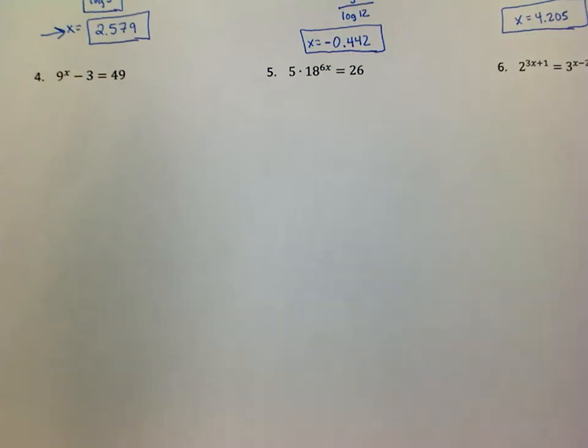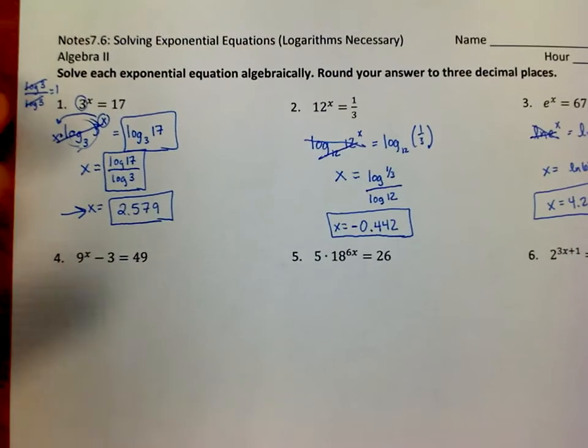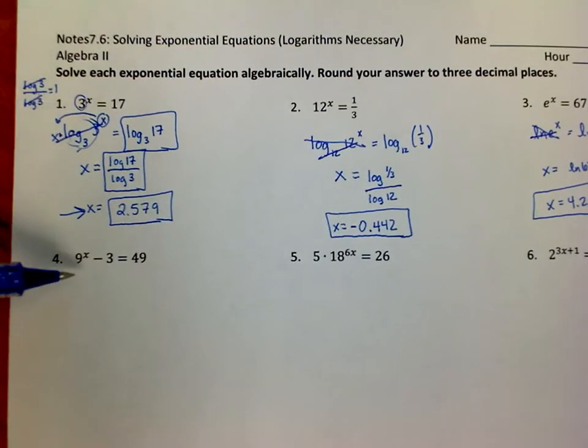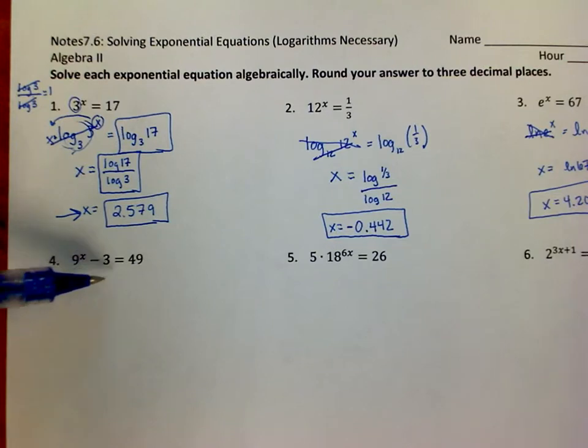Hi guys, this is the second of three videos today, maybe four, I don't really know, on how to solve exponential equation problems. The difference in this video is last time we saw that the thing with the exponent was already by itself. Here I've got 9 to the x power, but then I've got minus 3.